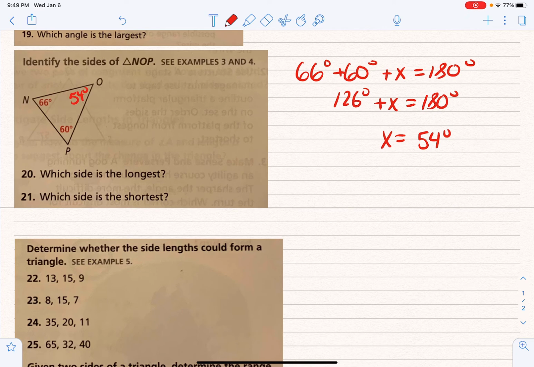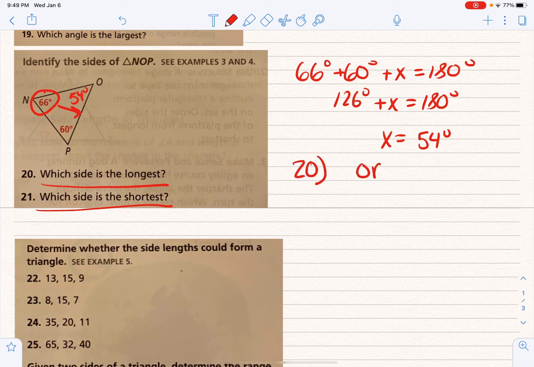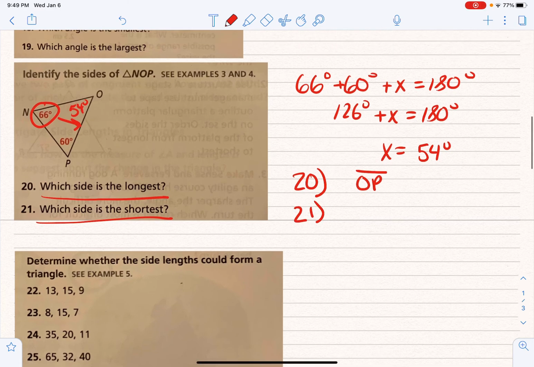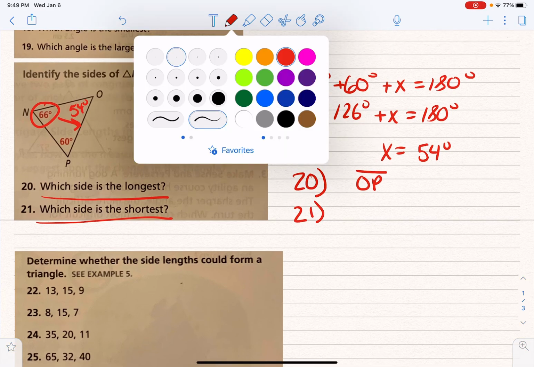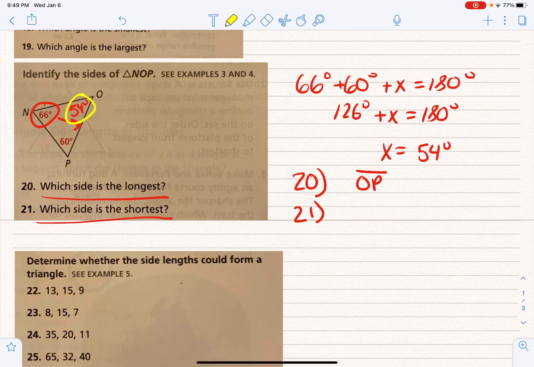So opposite of that is going to be the shortest side, that's 21, but for 20 we're looking for the longest side. So we look for the largest angle, which is 66. Opposite of that is OP. So number 20, the longest side would be side OP. Number 21 says, what is the shortest side? Well, the smallest angle is this 54 degree angle. So opposite of that would be the shortest side, which would be NP. Shortest side is NP. Answer number 21.